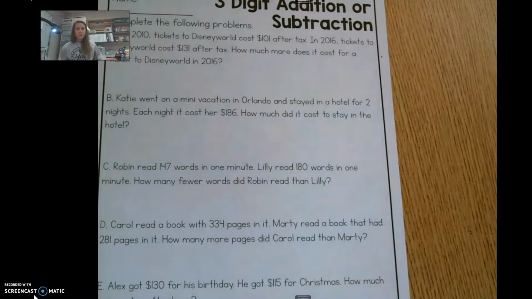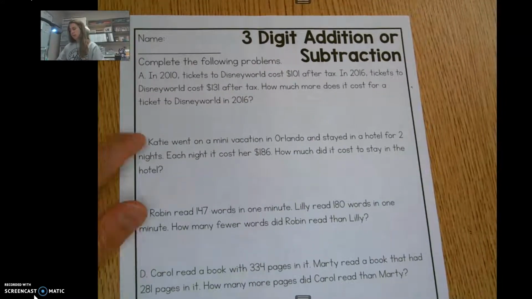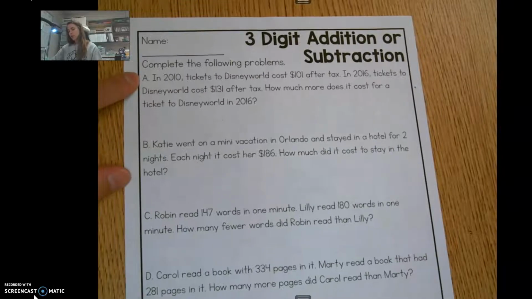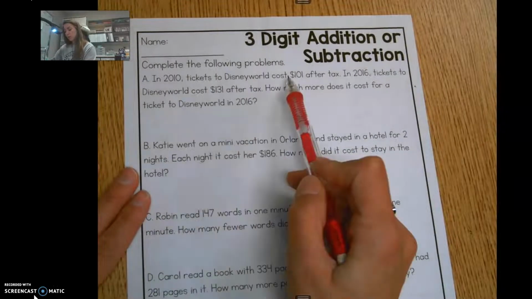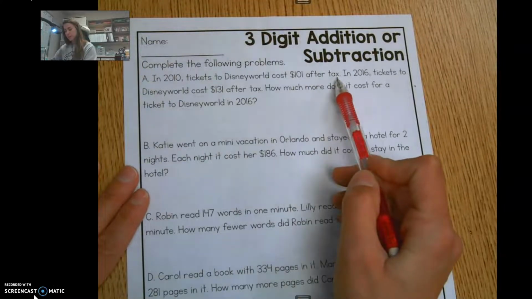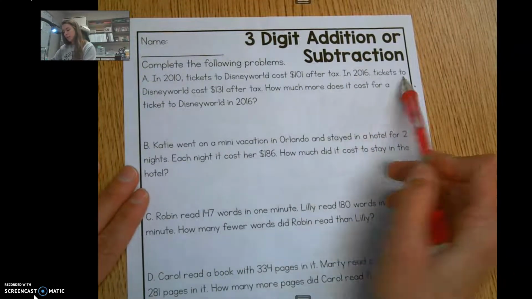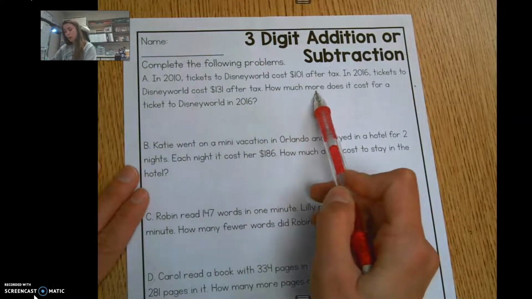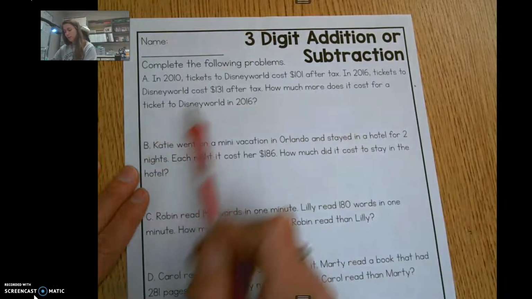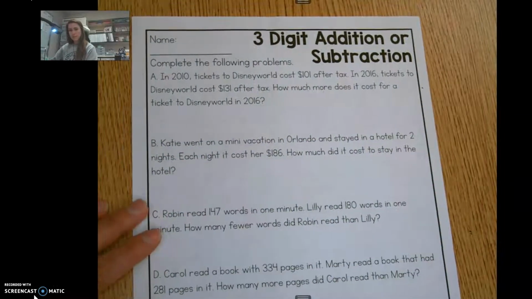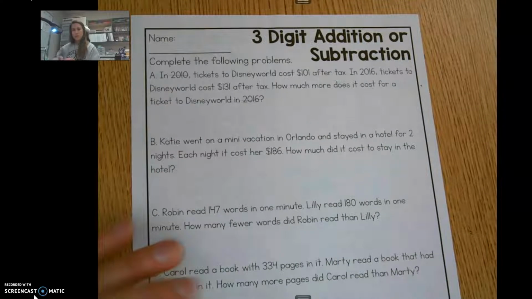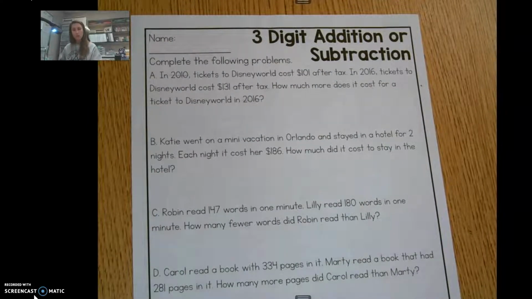As I read through, make sure you pause it if you are not on letter B. So if you're still working on letter A, make sure you pause it before I read on to letter B. In 2010, tickets to Disney World cost $101 after tax. In 2016, tickets to Disney World cost $131 after tax. How much more does it cost for a ticket to Disney World in 2016? So you're not worried about the years. Those aren't numbers we need to add or subtract. We're thinking about those dollar amounts and how they've changed over the years.